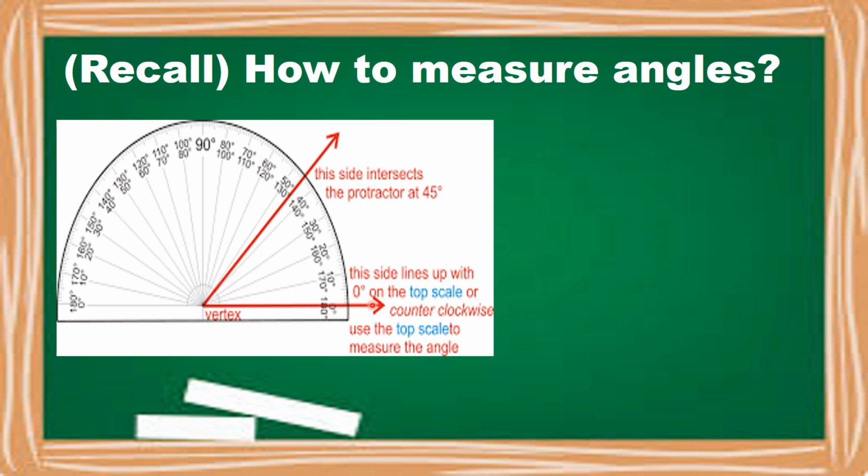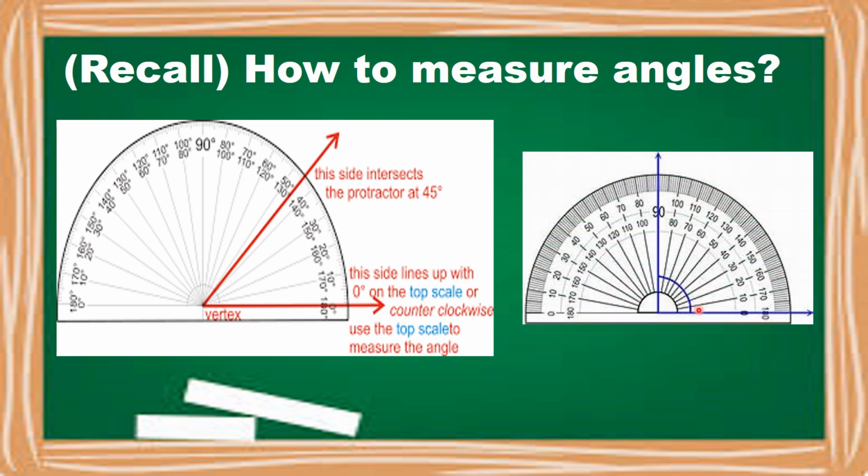You align one of the sides of an angle to 0. Then the vertex must be at this point. Then, if it's aligned already, you can look at the other side. Since we are using the top scale, you have here the 0. You look at the top scale, the number here is 40, and it's between 40 degrees and 50 degrees. It's exactly in the center, so this is 45 degrees. So this angle measures 45 degrees.